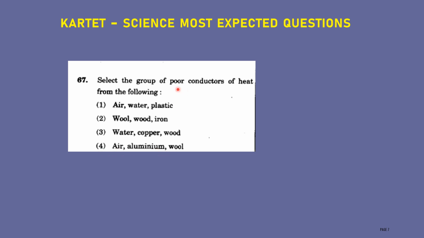What is meant by a poor conductor of heat is nothing but the material which allows less amount of heat to pass through it. That one we will call a poor conductor of heat. Here option 1, air, water, plastic. These are examples of poor conductors of heat. In these options, iron, copper, aluminium, these 3 are good conductors of heat. You know all the metals are good conductors of heat. Therefore, option 1 is the best example for poor conductors of heat.